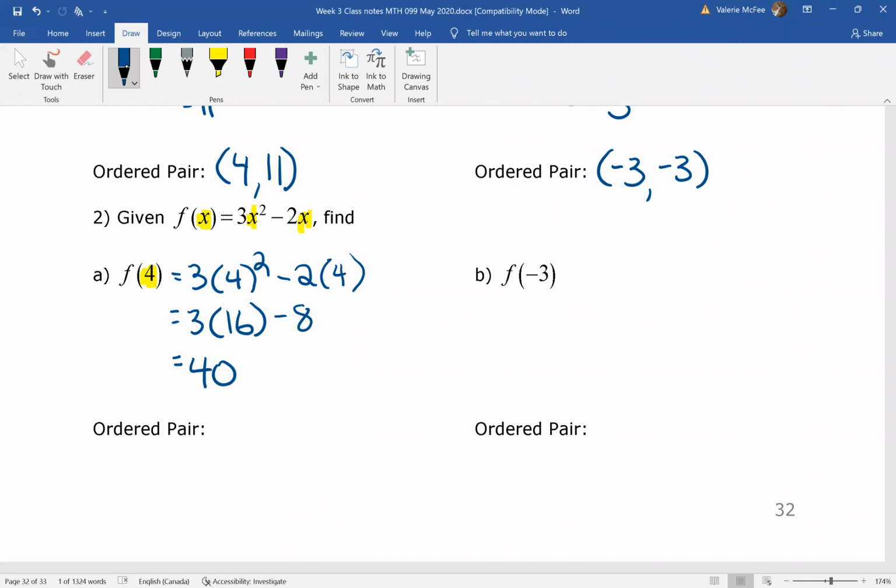What ordered pair do we have? Well, we changed x to 4. And the f of 4, or y, was 40. Why don't you find the f of negative 3?